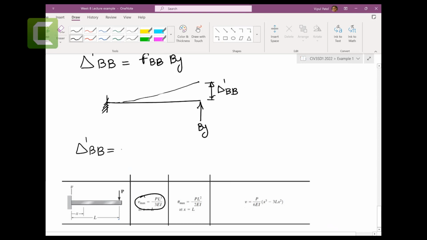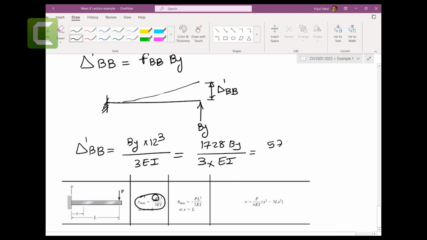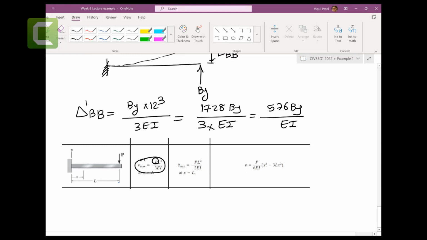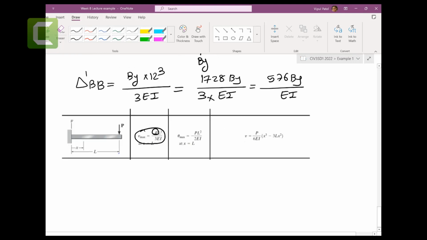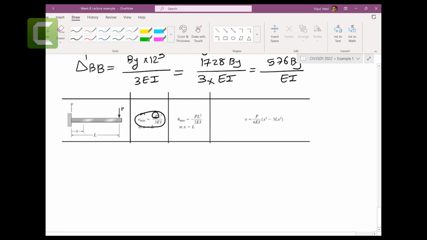So we have P, which is your By. We have a length, so the deflection is PL cubed over 3EI, which is 12 cubed over 3 EI. So 12 cubed gives you 1728 By over 3 EI. Divided by 3, you get 576 By over EI. Right, so that's simple. So now we have the compatibility conditions.